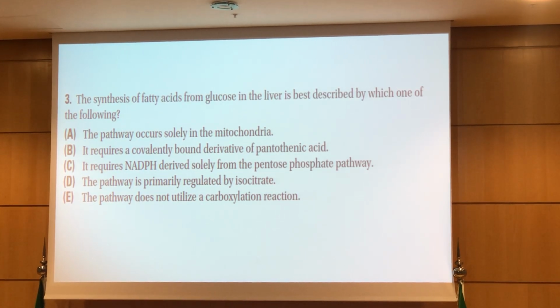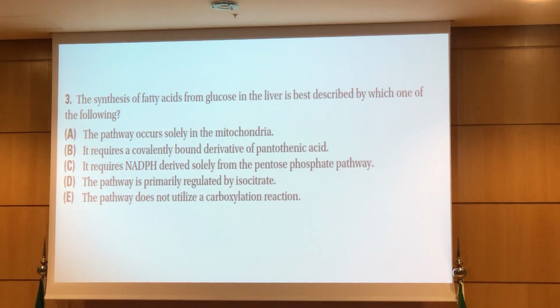Second question. The synthesis of fatty acids from glucose in the liver is best described by which of the following? The pathway occurs solely in the mitochondria? No. Wrong. It says fatty acids from glucose. It takes place in the cytoplasm. Yes, there is one part that's required in the mitochondria, the pyruvate to citrate going out. But it's not solely in the mitochondria.